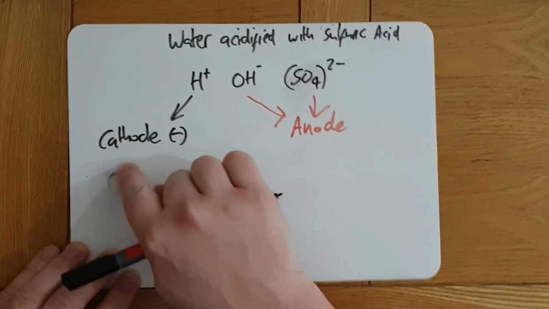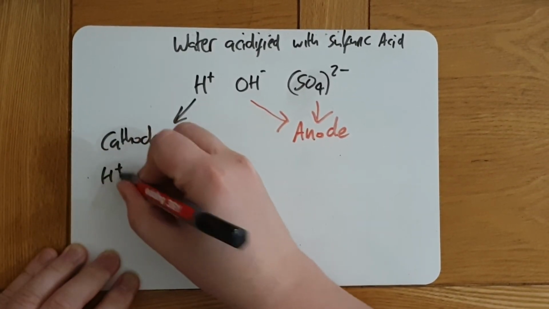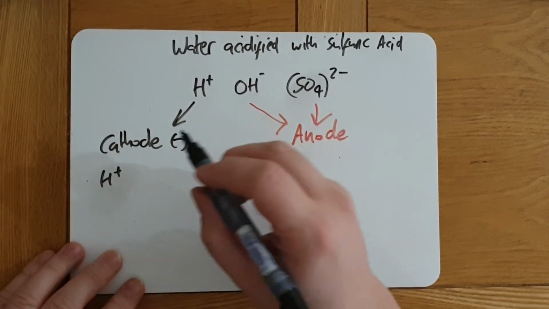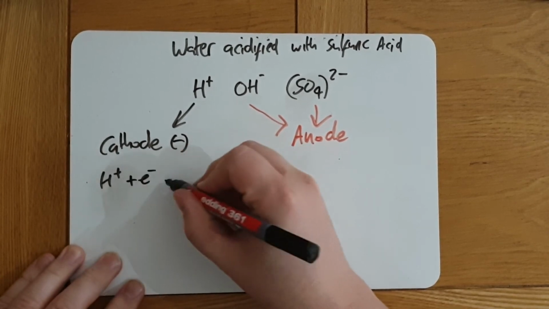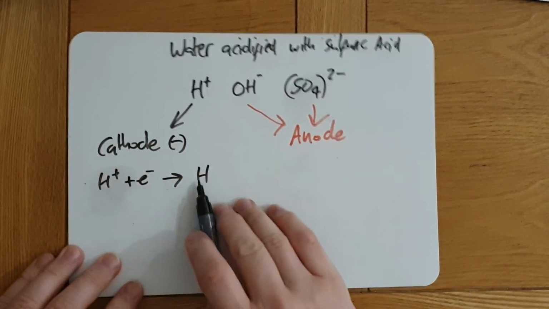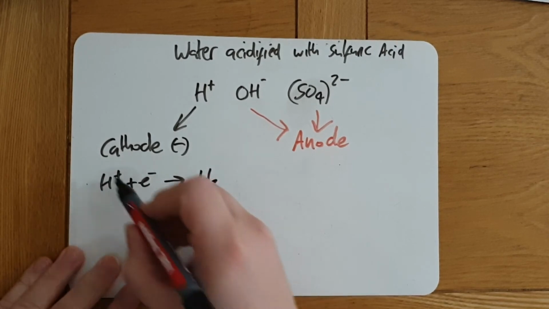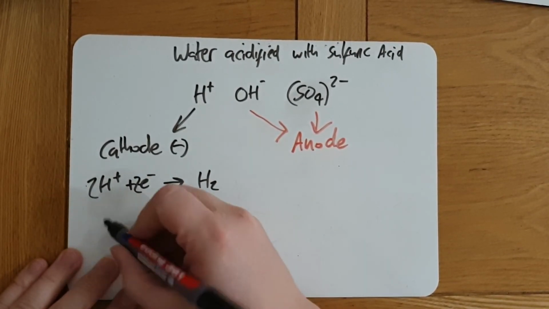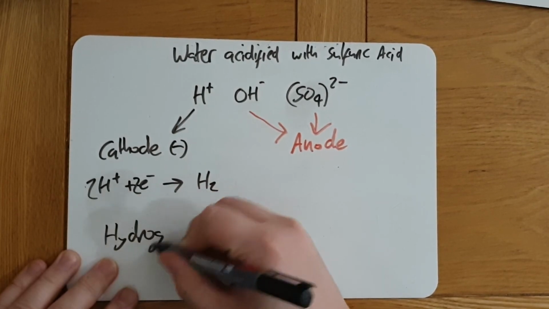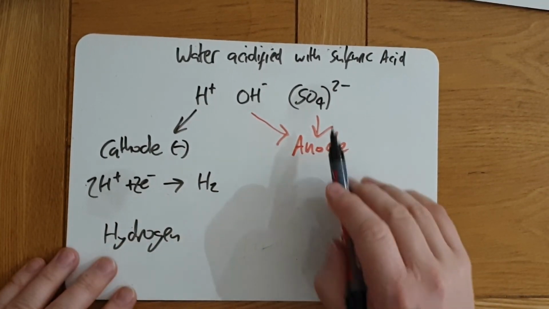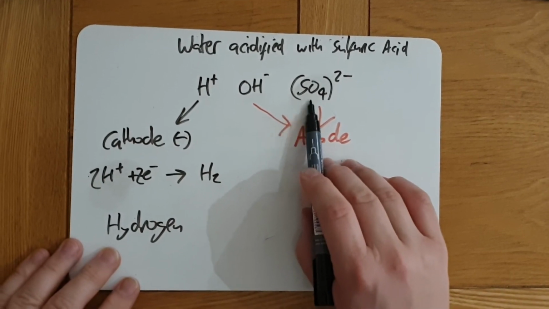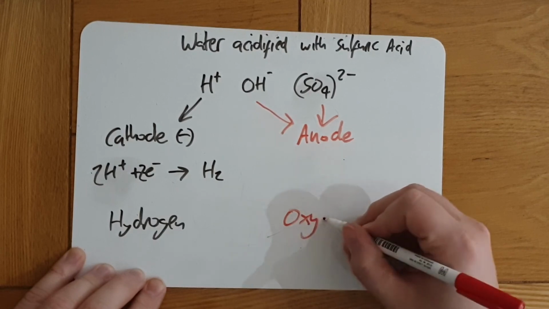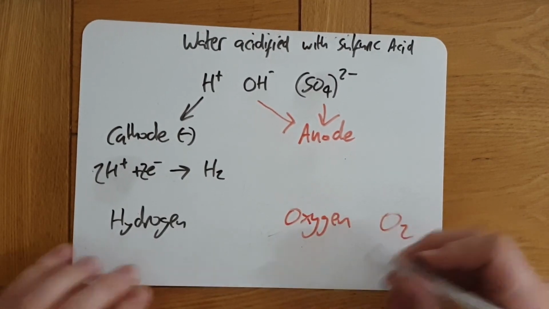And then OIL RIG, because it was reduction: reduction is gaining electrons. So hopefully you've got your H plus, and it's gaining an electron, e minus, and it makes H, but it's got covalent pairs, which means we need 2 of each. So it's reduction, it's made hydrogen. Again, simple answer here for the anode. That's a complex ion. Whenever you have a complex ion, you're going to make oxygen. So you're going to make O2.